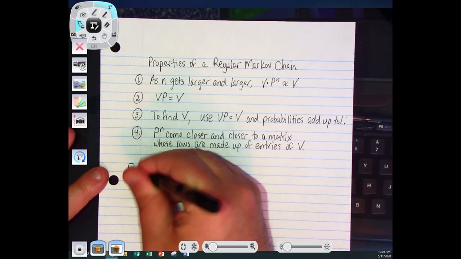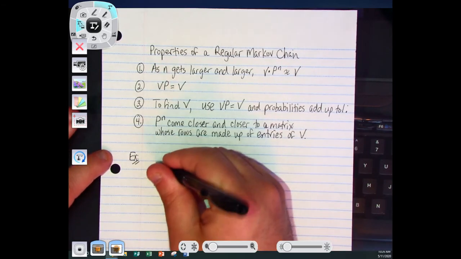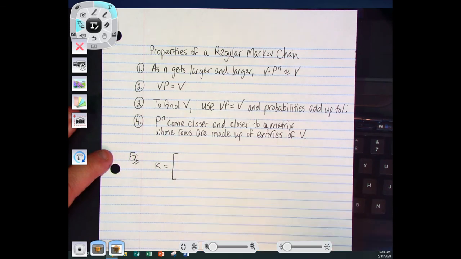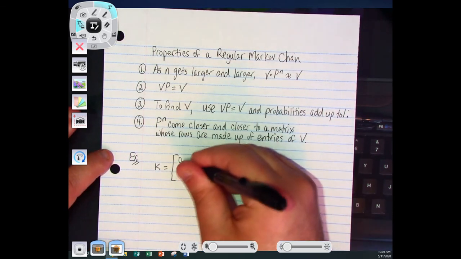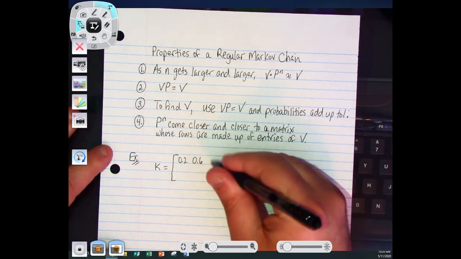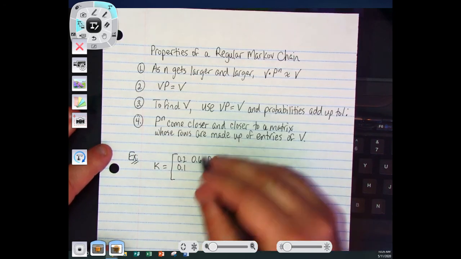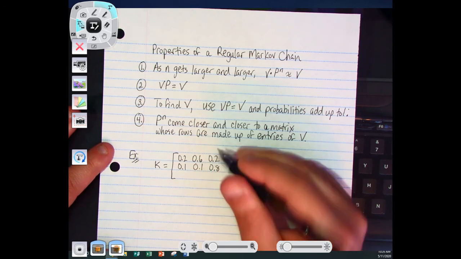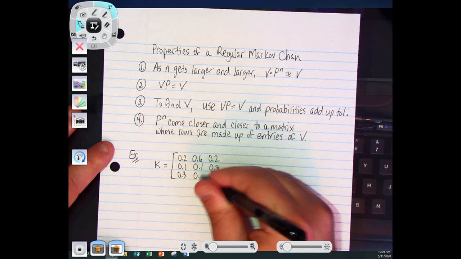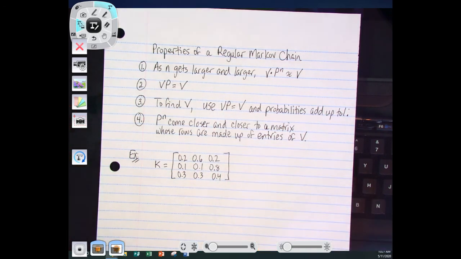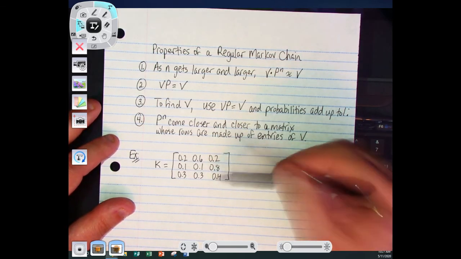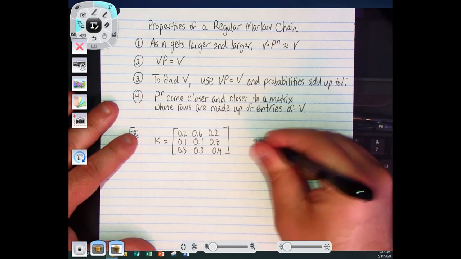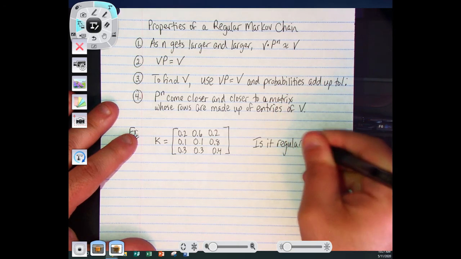So, for example, we're going to step up our game here. They're going to give me a transition matrix K: 0.2, 0.6, 0.2, 0.1, 0.1, 0.8, and then 0.3, 0.3, 0.4. And they're going to say find the equilibrium vector for this matrix. Normally the first thing we would check is, is it regular? Well, I look, are all the entries positive? The answer is yes, so therefore it's regular. That's the first check. Is it regular? It is.